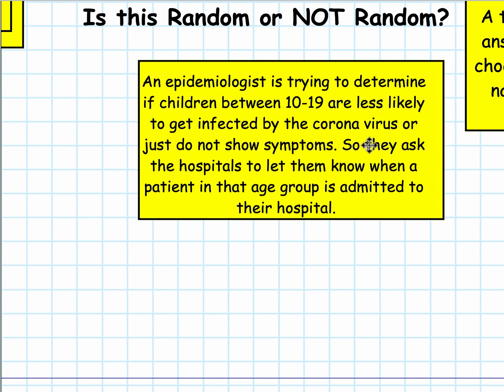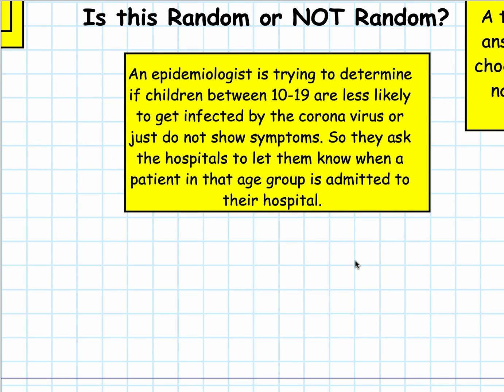Okay, in case you didn't know, an epidemiologist is a person who looks at the statistics and numbers that occur with disease and public health issues. So if an epidemiologist is trying to determine if children between 10 and 19 are less likely to get infected by the coronavirus or just do not show symptoms, that's the question they're trying to learn. So they ask the hospitals to let them know when a patient in that age group is admitted to their hospital. Would this be random or not random?